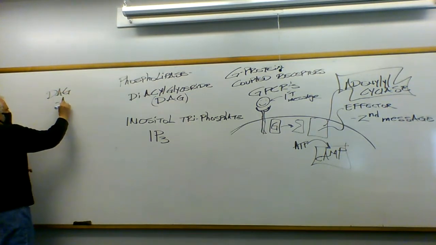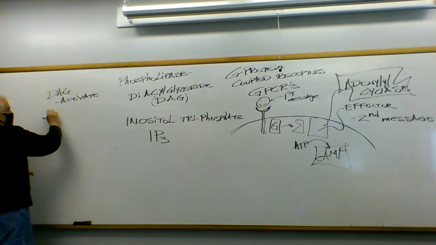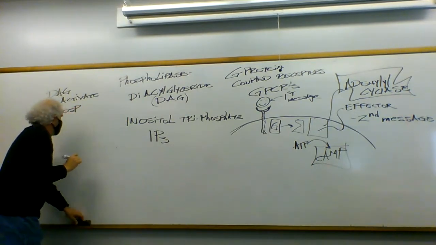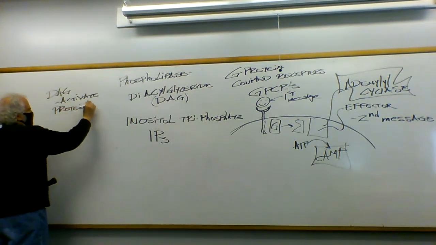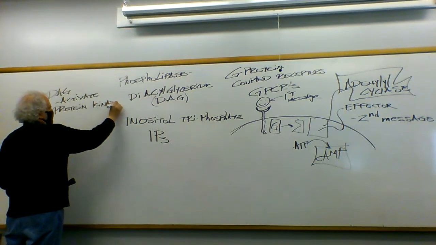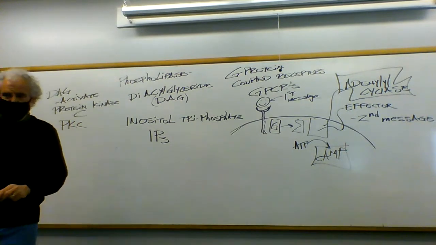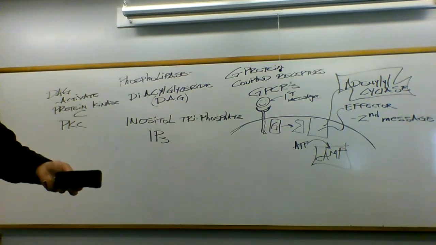Diacylglyceride is going to activate an enzyme, a kinase known as protein kinase C, PKC. So diacylglyceride is activating protein kinase C. Protein kinase C, like protein kinase A, has a bunch of substrates that it can begin phosphorylating. It starts that whole cascade.